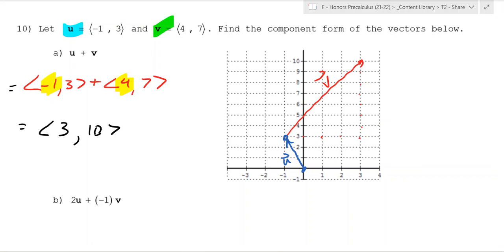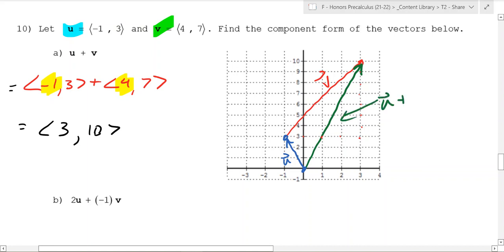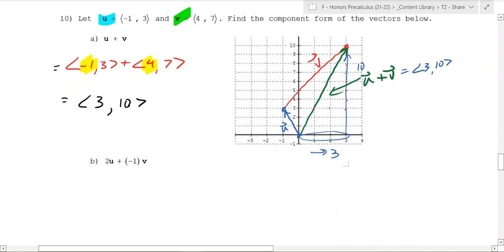Now where is u plus v? U plus v is this new vector from here to here. That's this vector here, u plus v. And you'll notice that if you go over 3 and up 10, that's what that vector is. This vector is 3, 10. So you can do it visually, and you can do it just with multiplying it out.